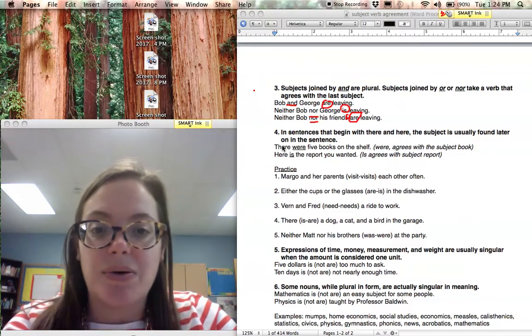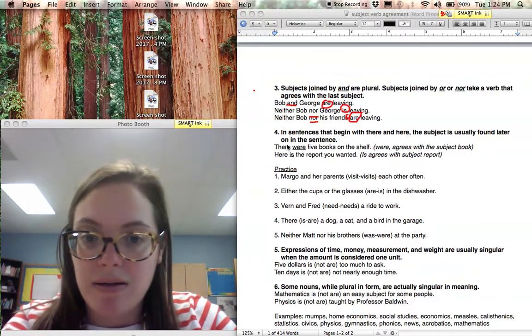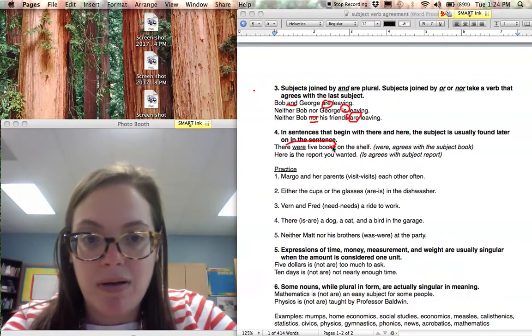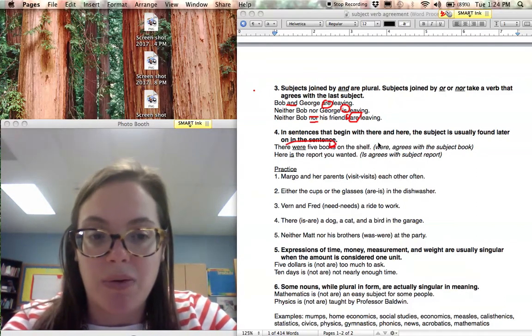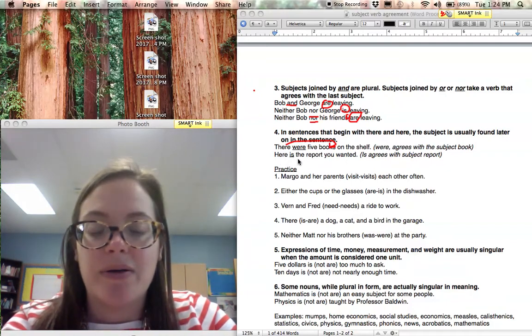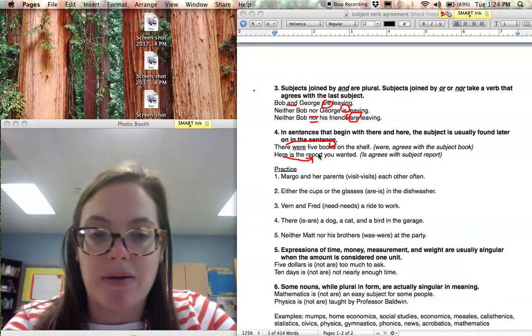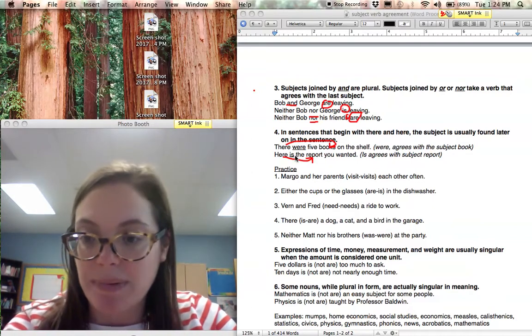So, there were 5 books on the shelf. When I'm talking about there, I'm talking about my books, which is plural. So I'm going to go with a plural were. Here is the report you wanted. Here is referring to report, which is singular, so I go with the singular verb is.